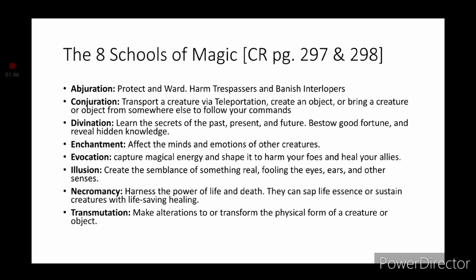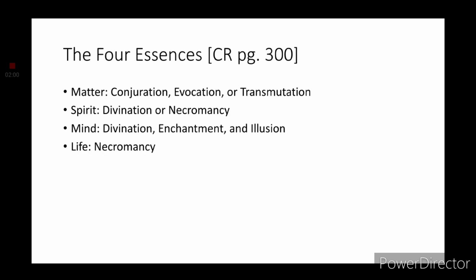Like I said, there are similarities. You have the 8 schools of magic: abjuration, conjuration, divination, enchantment, evocation, illusion, necromancy, and transmutation. But there's more. You have the 4 essences. This kind of categorizes the spell schools into 4 other categories. As a way to condense them, you have matter, spirit, mind, and life, which is pretty cool.